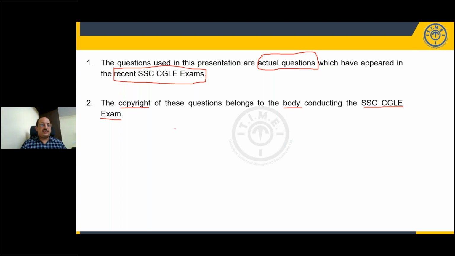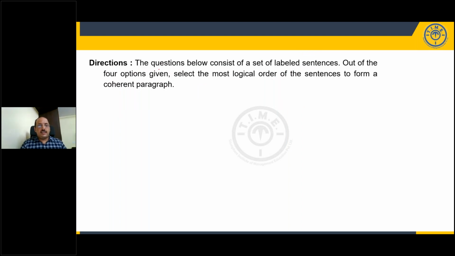The directions for these questions would be: the questions below consist of a set of labeled sentences. Out of the 4 options given, select the most logical order of the sentences to form a coherent paragraph. What do we mean by the word coherent in English? I basically mean logical.